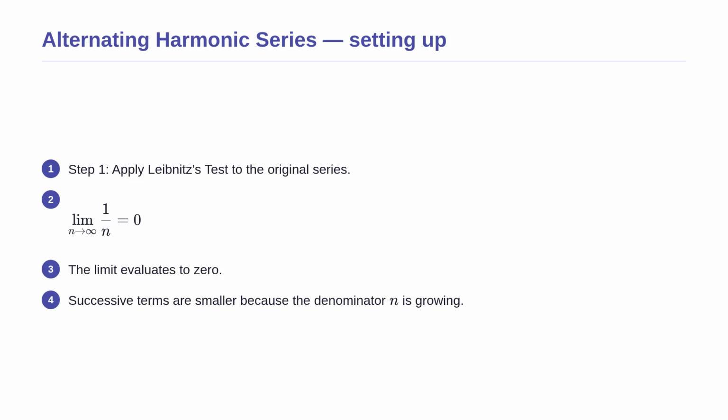Furthermore, each successive term is smaller than the previous one because the denominator n is constantly growing. Therefore, Leibniz test confirms that the alternating series converges to a finite number. We are now ready for step 2.